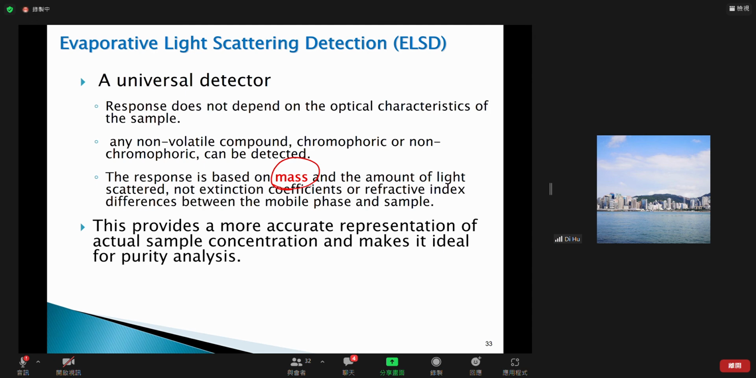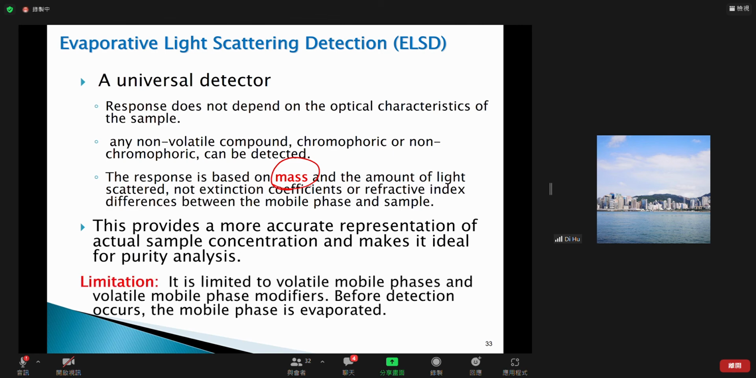So it's ideal for purity analysis, but it's limited to volatile mobile phases. That's fine because when we are doing polymer analysis, the organic solvent we use is relatively volatile and easy to evaporate. Also, the polymer is quite thermally stable and really non-volatile, so the mobile phase can be evaporated.